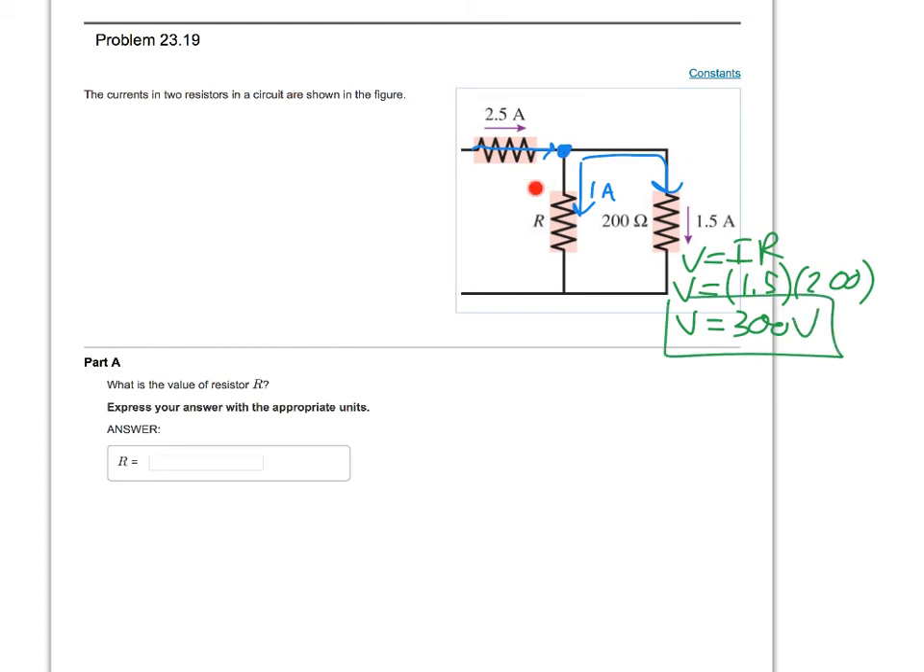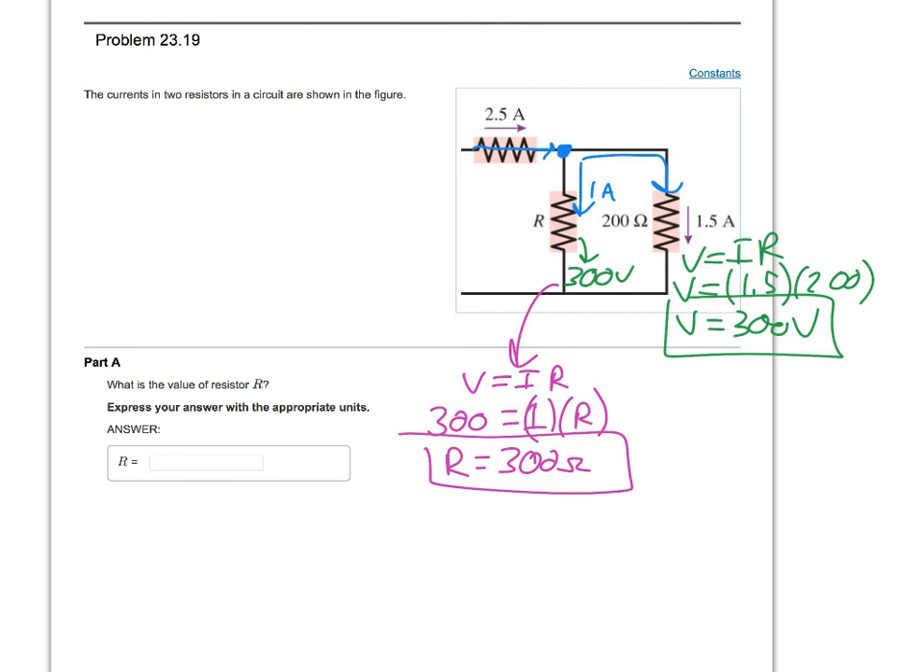And since these two are connected in parallel, I know that the voltage across this resistor will also be 300 volts. So using that information about this resistor, I can solve for its resistance using Ohm's law. V equals IR. I know there's 300 volts across it. My current is 1 amp, and so I find that my resistance is equal to 300 ohms. And that's going to be my answer there. It doesn't specify a number of sig figs, but the units would be ohms.